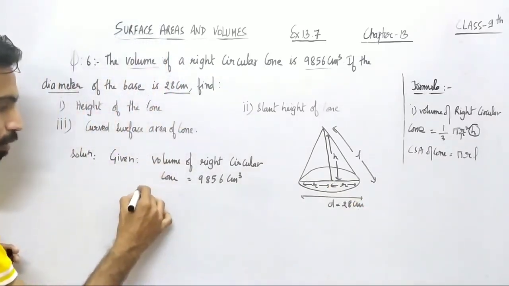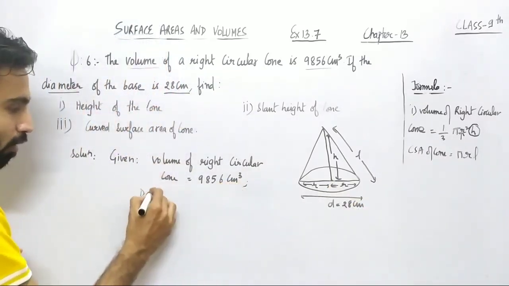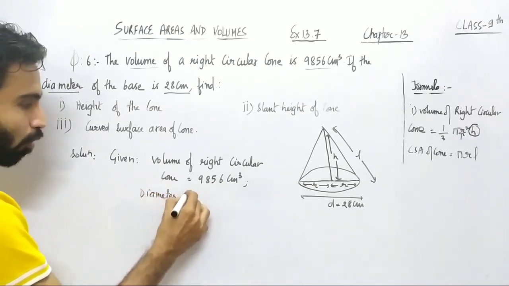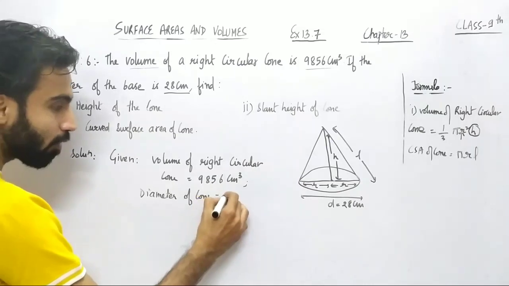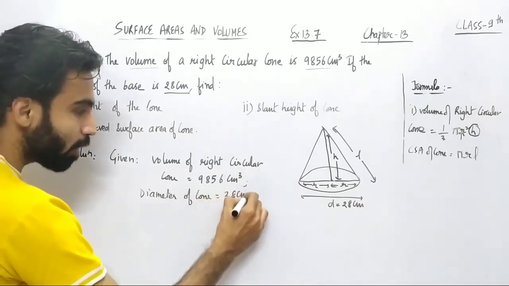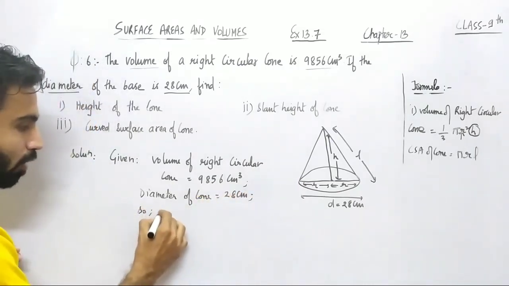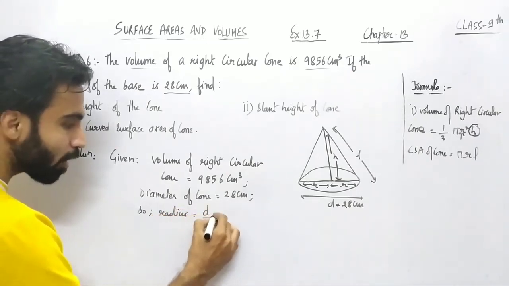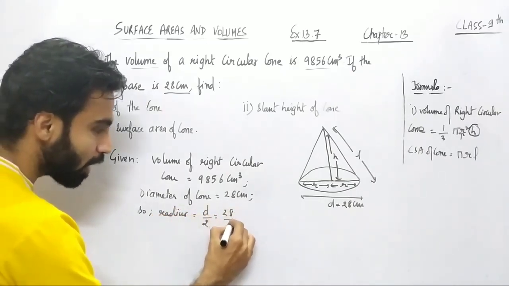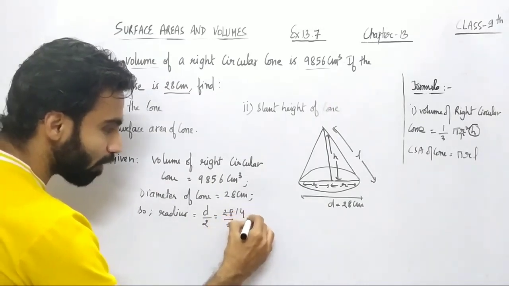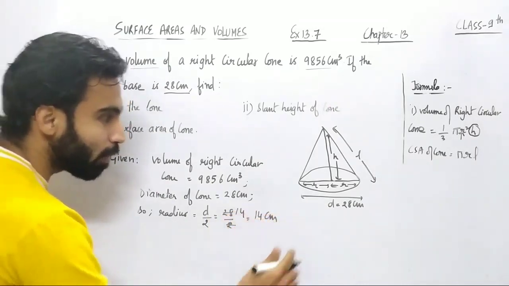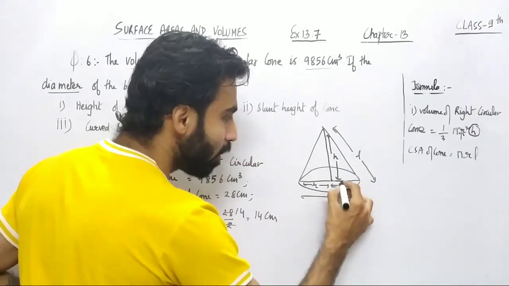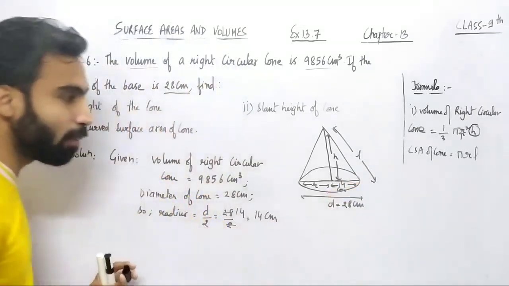So let me first write the given thing, that was diameter. So diameter of cone was given as 28 centimeter. So we know that to calculate radius we have to divide the diameter by 2. So that is 28 upon 2, that will be 14, right? So 14 centimeter. You can see here we have got the radius, that is 14 centimeters, right?